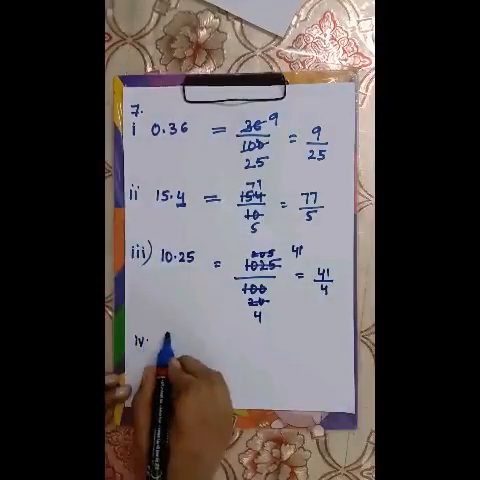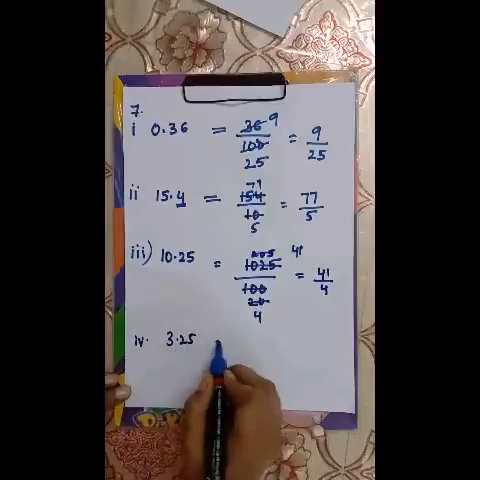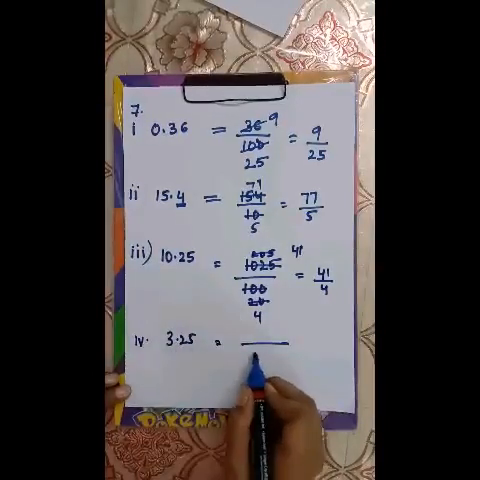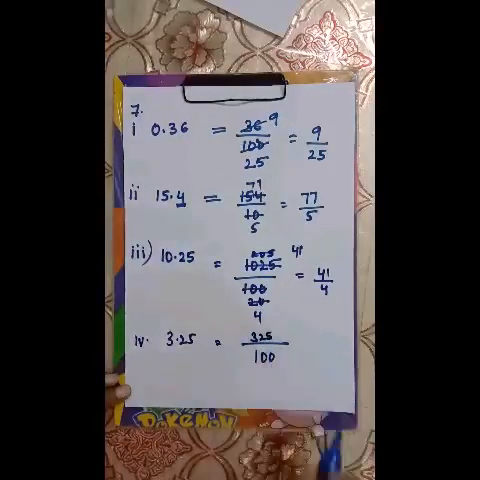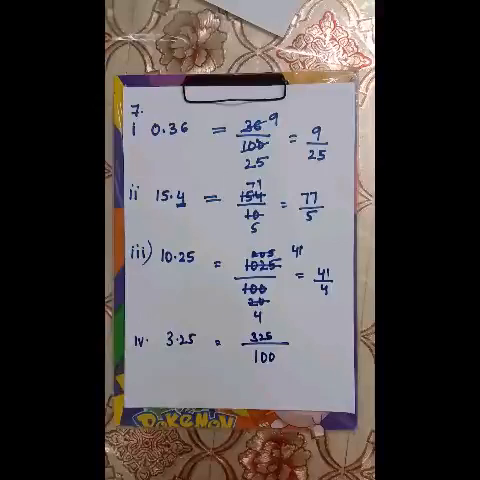Fourth one, 3.25. After point, how many digits? 2. So put directly 100. 325 by 100. Cancel it and put the answer. Now let's move to the next question.